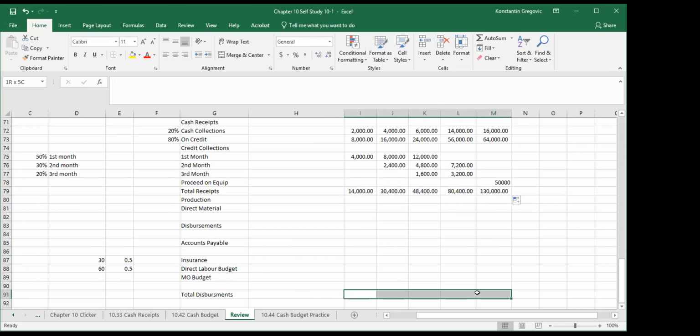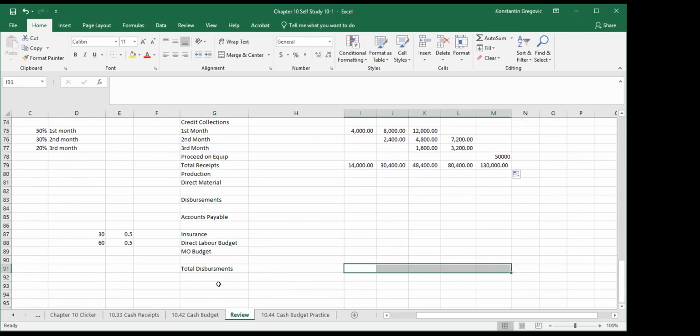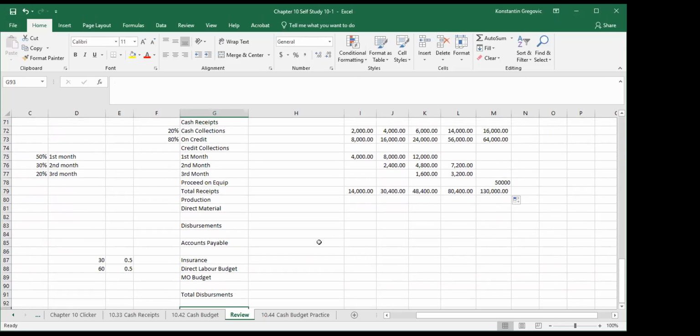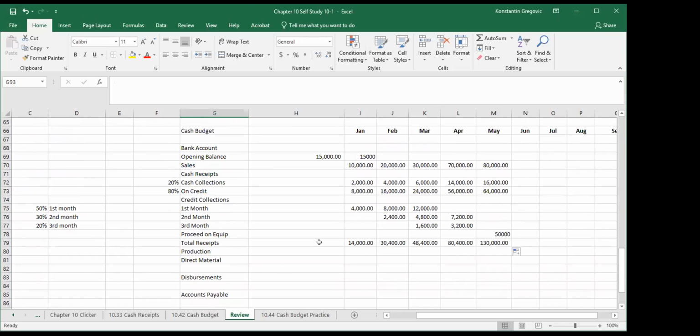Net against your total, whatever your disbursements are. Question for you. The formula you just put in to calculate total receipts, would that not be double counting because you also have your 8,000 on credit in there? No, because the assumption is I've got my sales at $10,000.